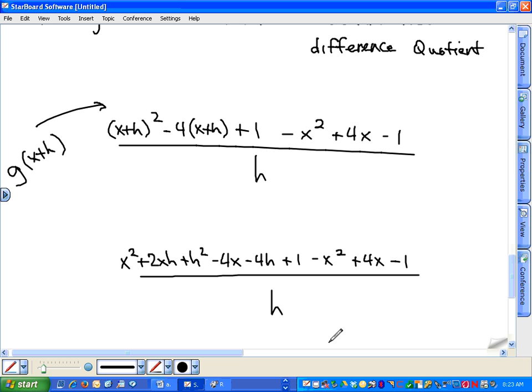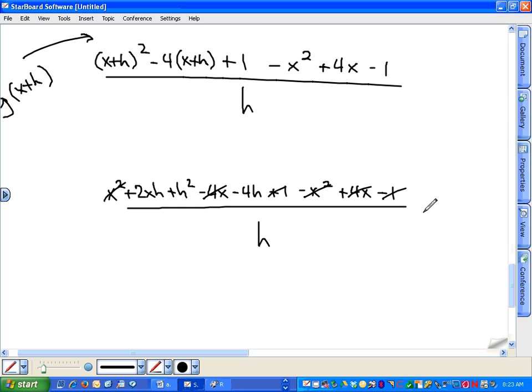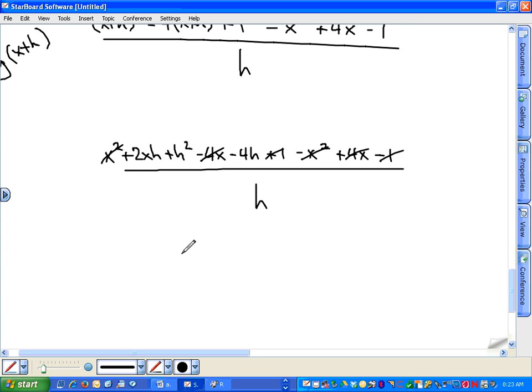Now, if you were listening to what I said a few minutes ago, how do you know if you're doing things right? Everything in the numerator that does not have an h needs to be canceled. So the plus 1, the minus 1, the positive 4x, the negative 4x, the negative x squared, the positive x squared, those all cancel. So now let's rewrite this. We have 2xh plus h squared minus 4h, all over h.